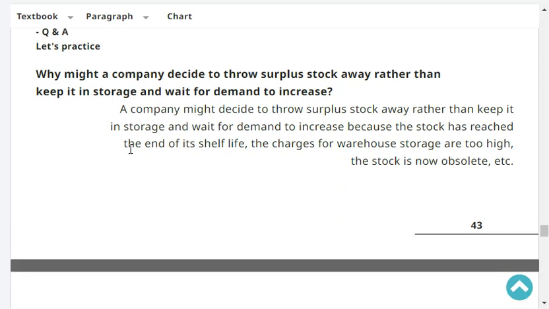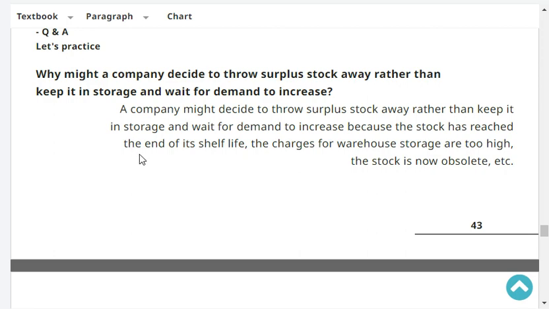A company might decide to throw surplus stock away rather than keep it in storage and wait for demand to increase because the stock has reached the end of its shelf life. The charges for warehouse storage are too high. The stock is now obsolete, etc.